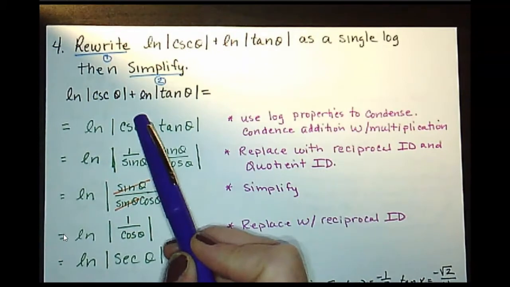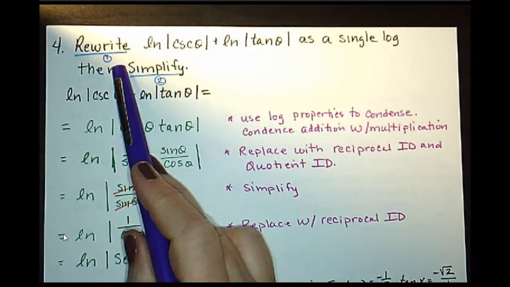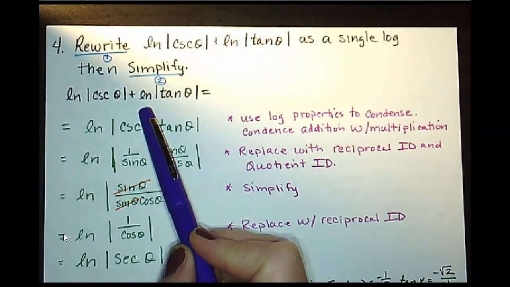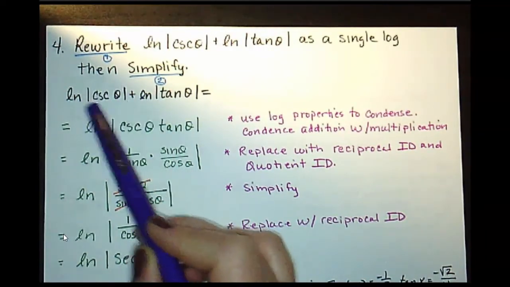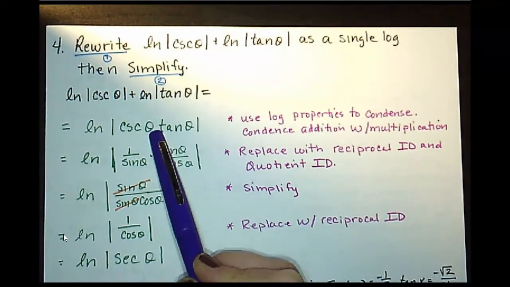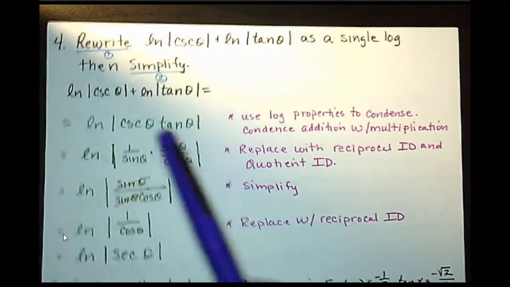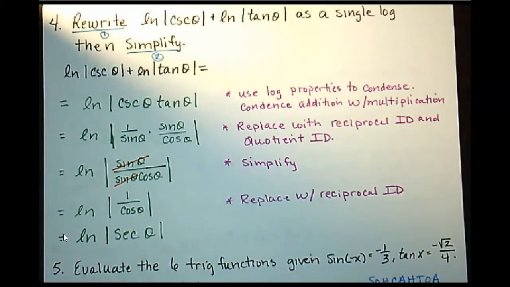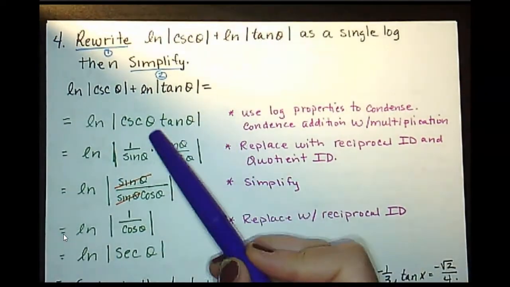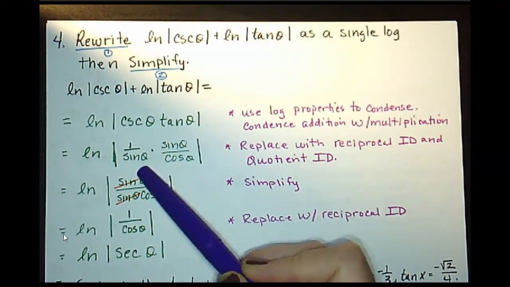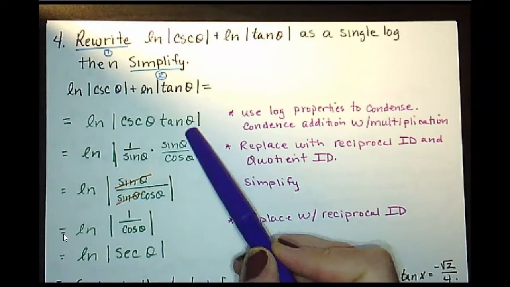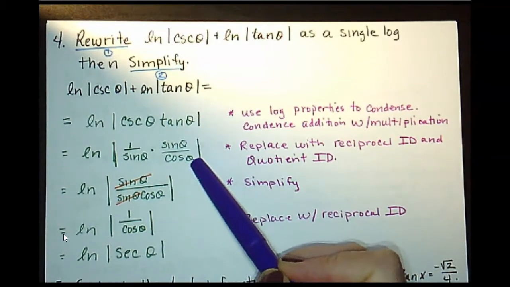Okay, so here's the original problem. So the first thing I'm going to do is rewrite it. And I rewrite it using the log property rule. Its connector is a plus sign, so that means I take this and I multiply it together. So I have condensed the addition with multiplication. All right, so now I have to start figuring out how to put this together. So to put this together, I'm going to use some identity replacement. I'm going to replace cosecant theta with its reciprocal identity. And I'm going to replace tan theta with its quotient identity.